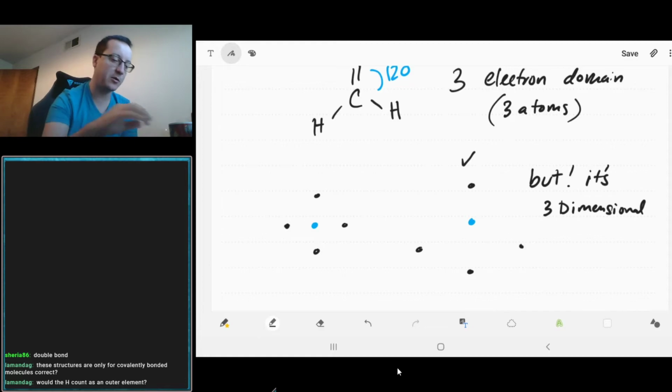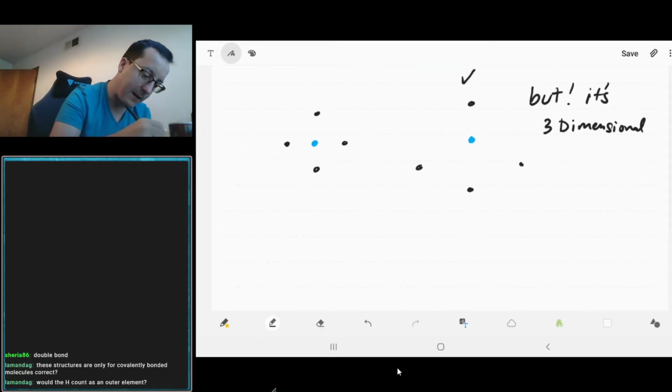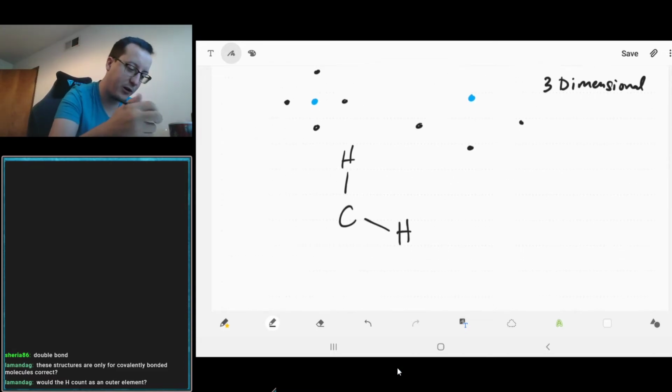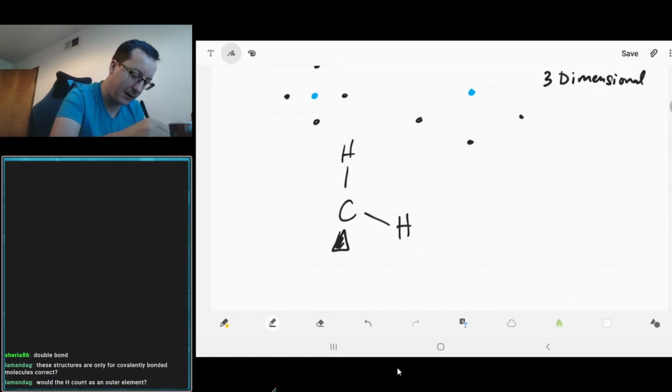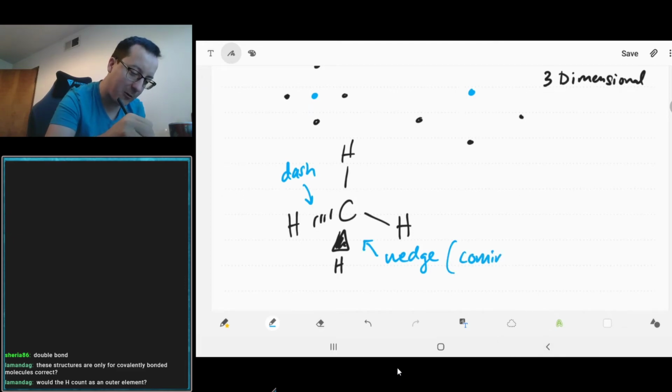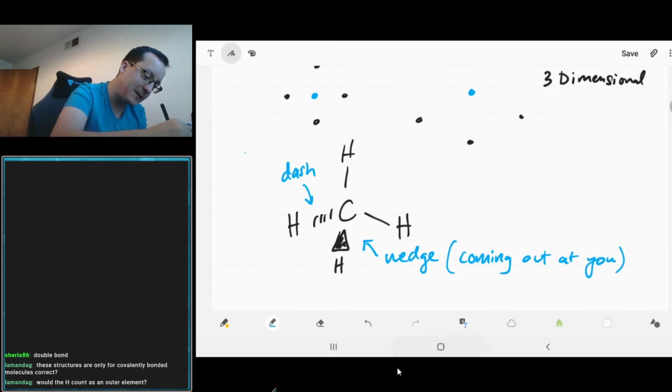And so we normally draw this. If we take our methane, for example, we'll draw two of them in the plane of this tablet or of the paper or whatever you're working on. And then we typically use a wedge and a dash to indicate that it's 3D. So a wedge means it's coming out at you. And a dash means it's going into the paper.